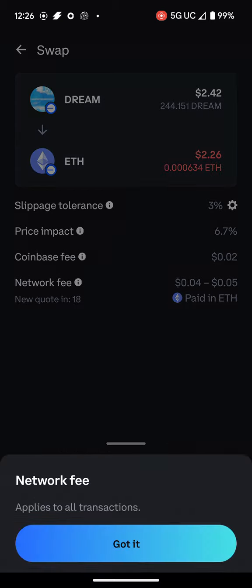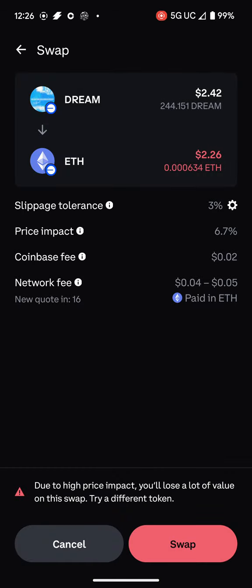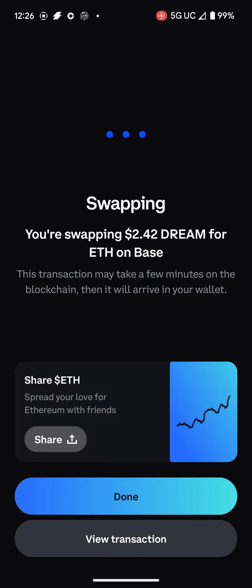But that is a lie. That's the Ethereum transaction, the real Ethereum. This is the base network Ethereum, and you'll see after this swap. Don't worry about this because it's just a high price impact note, which means if I were to buy Dream coin, then I would be getting more than what I'm paying.